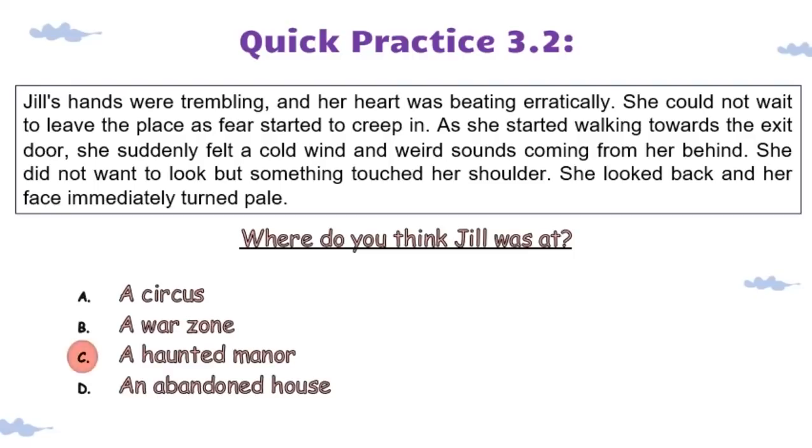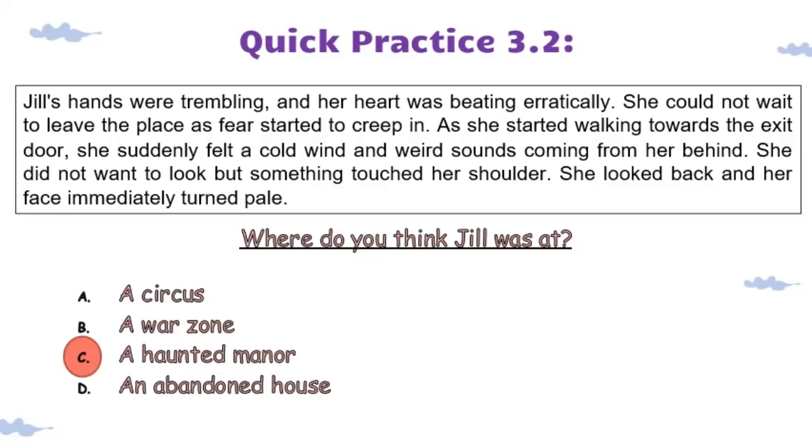It could be a war zone, but there's no indication of soldiers fighting, bombs, guns, and all that. It could also be an abandoned house, but an abandoned house is not necessarily haunted. And if you look at the text, it does not say clearly that this place is abandoned. But one thing that we can be sure, Jill felt very scared to be here. So most probably she is at a haunted manor.